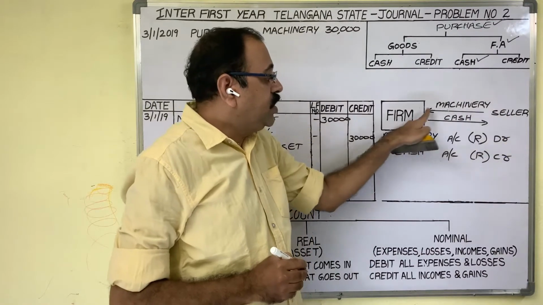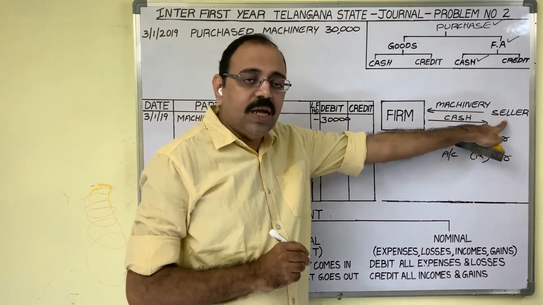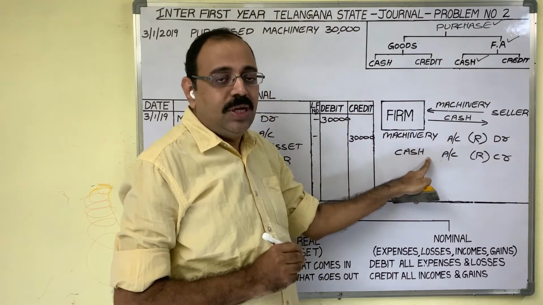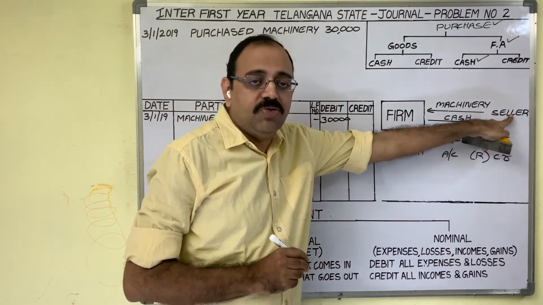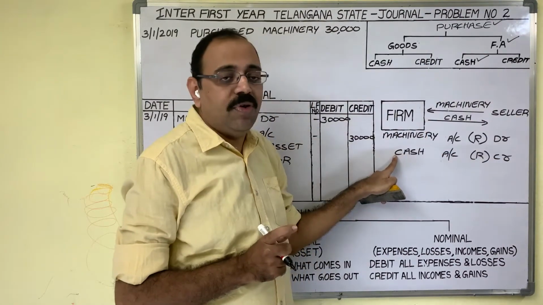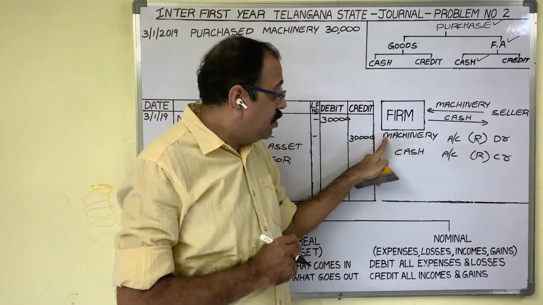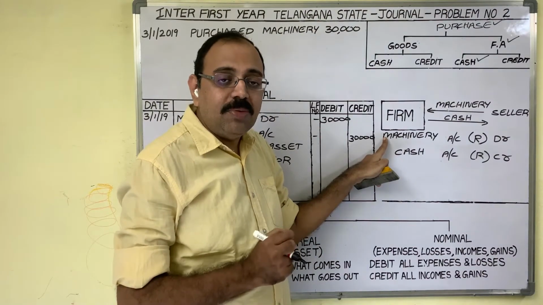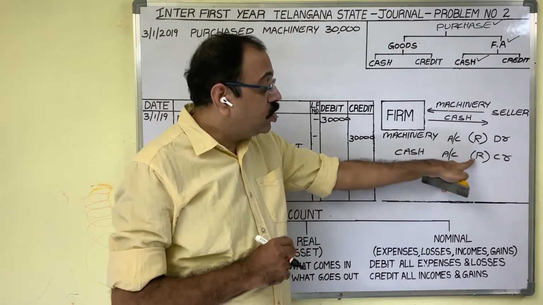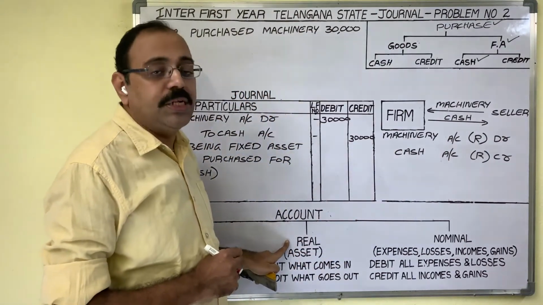From the seller, machinery is coming, and on the same day, the firm paid cash to the seller. Two accounts are machinery account and cash account. Even though the seller's name is given in the question, don't take it here because a person's name is not required when we purchase goods or fixed assets for cash. Machinery is an asset. Asset comes under real account. Cash is also an asset, no? It is also a real account. Now, for these two accounts, apply the real account principle.